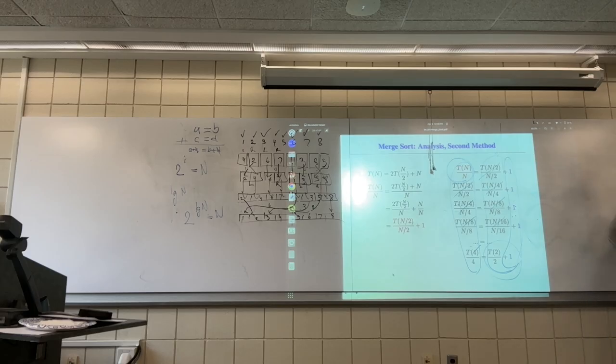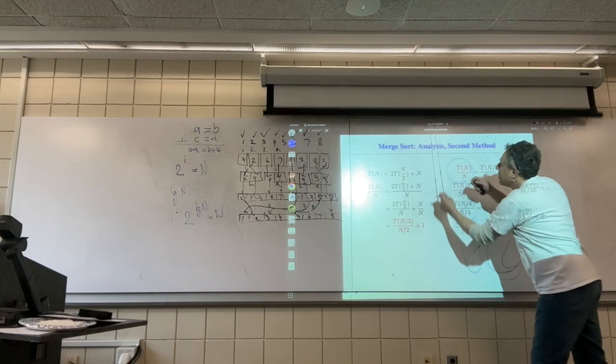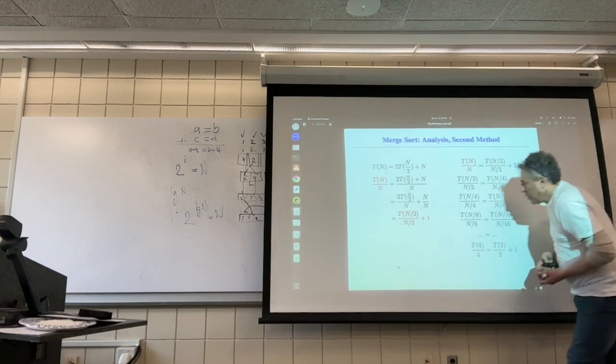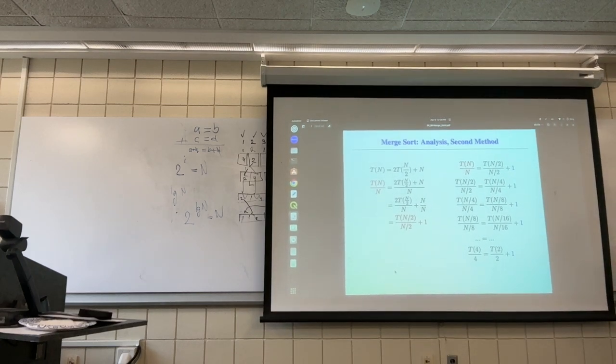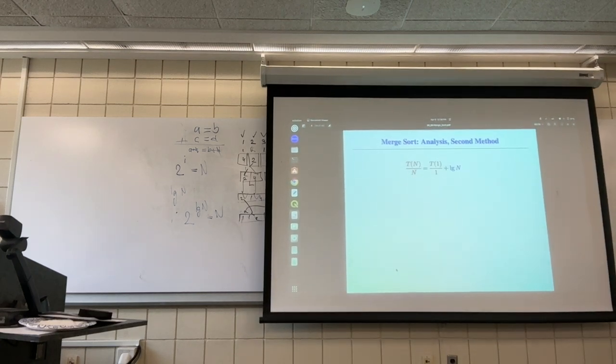That's going to be 2 T of 1. So this basically is going to be another 1. This is going to be twice the base case, which is still the base case. And then we get this as the leftover.